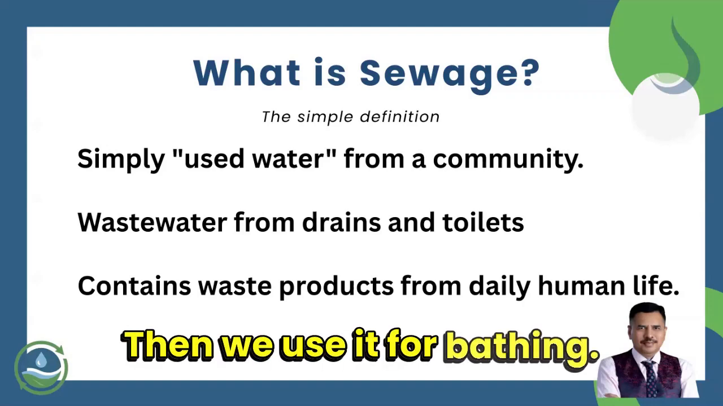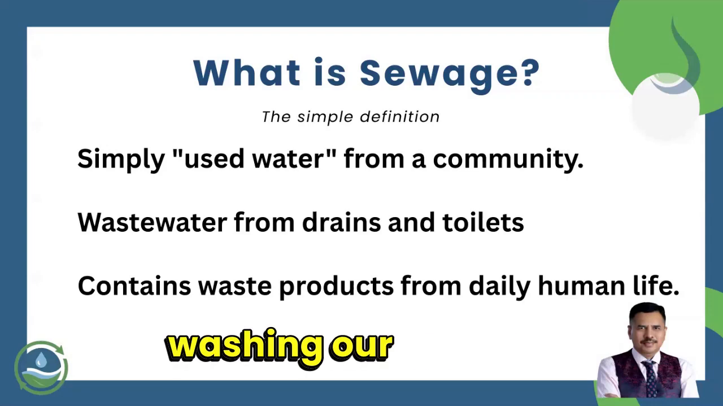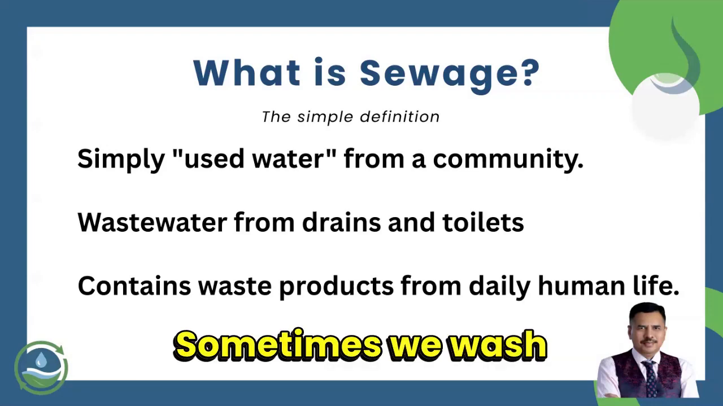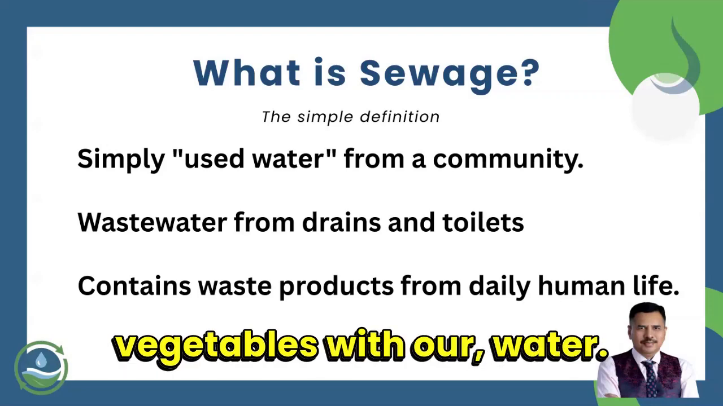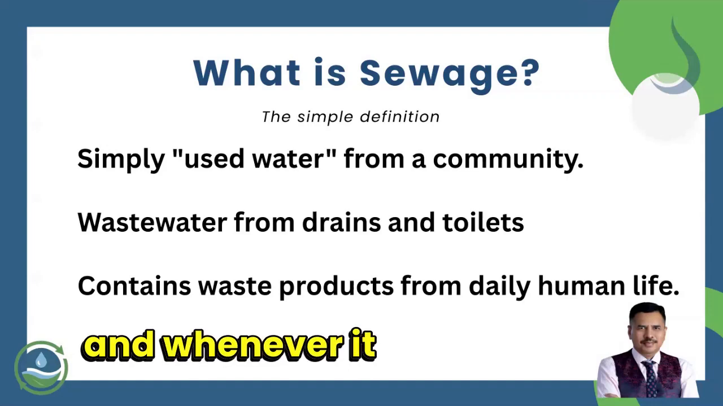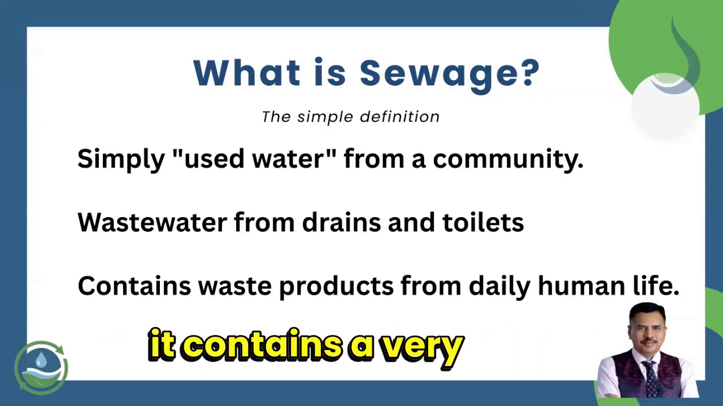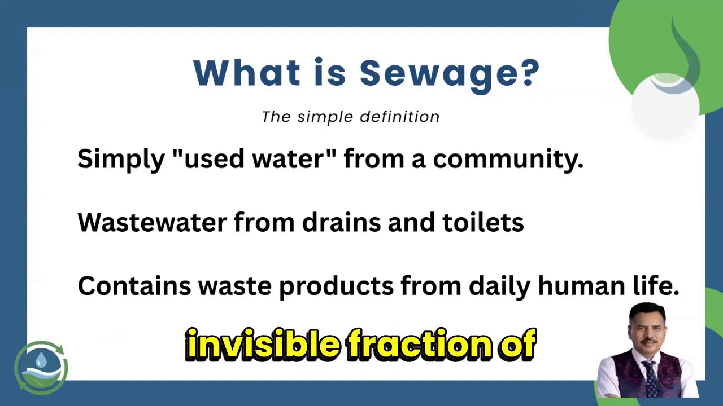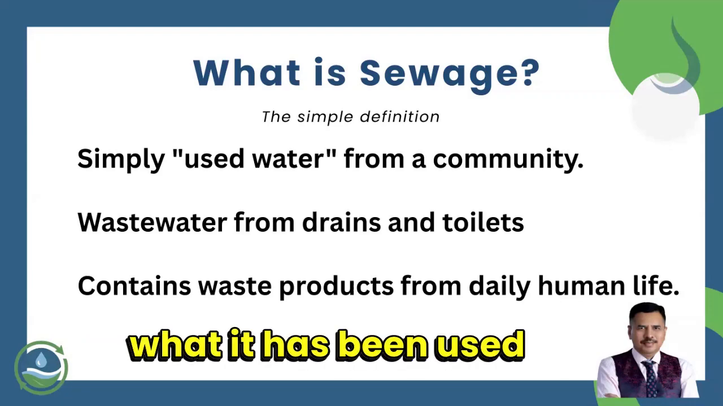Then we use it for bathing. Then we use it for washing our utensils. So we use it for cooking. Sometimes we wash vegetables with our water. So all this comes out, and whenever it is coming out, it contains a very small invisible fraction of what it has been used for.